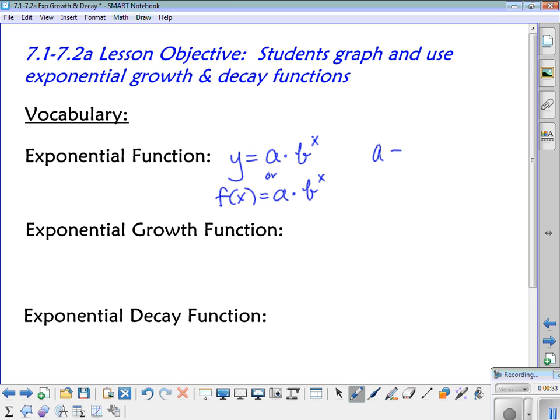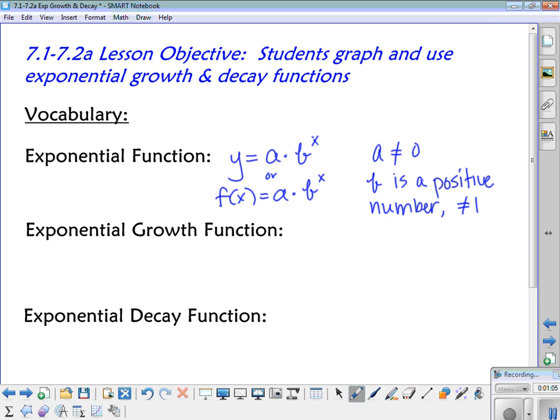A cannot equal 0, and b is a positive number that's not equal to 1. Because if you raise 1 to a power, what's 1 to any power? It's still 1, right? So you're not going to get an exponential function in that case.